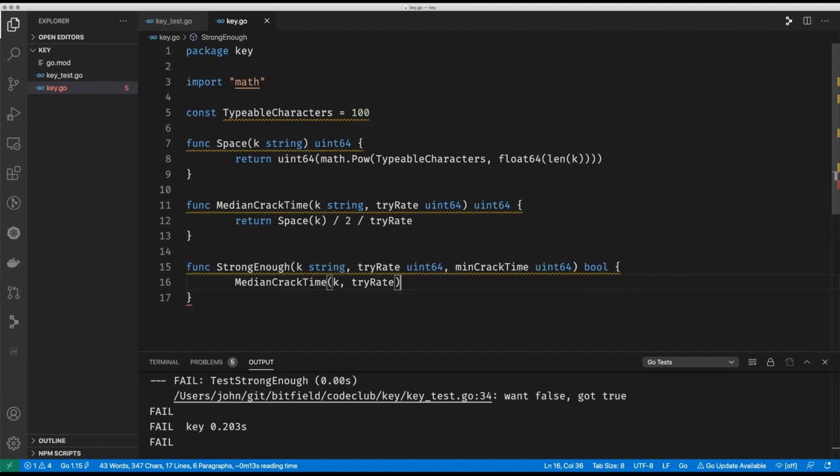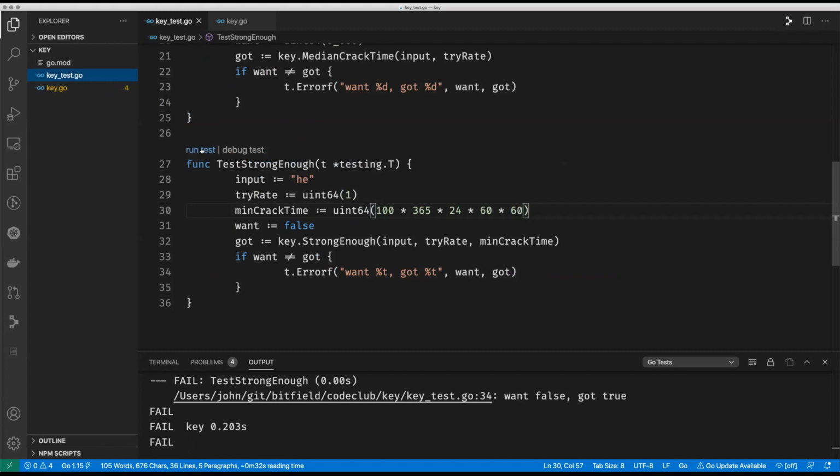Yes. So that tells us the median crack time. What can we do with that? Comparing with the min crack time, if it is greater than min crack time, just return, I guess. Return to the comparator. Yeah. So we're saying if the median crack time is greater than or equal to, let's say, min crack time, then it is strong enough. So we can return that expression, can't we? Yes.